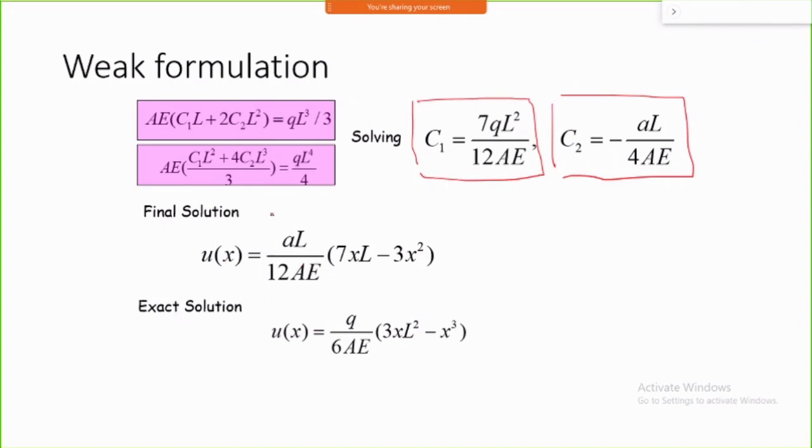Now you can substitute into the final solution, that is u equal to c1x plus c2x square. So you can substitute c1 and c2 here, and we'll get the final solution. And here it is an exact solution. We can compare these two solutions. You will find better results and a better approximation by using this technique, and that is what is called a weak formulation.